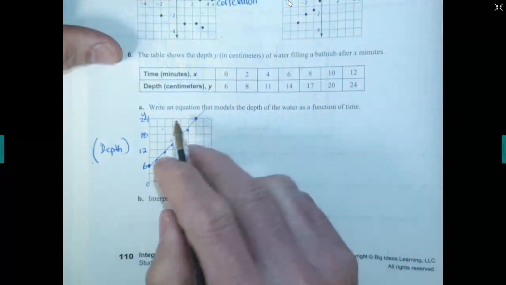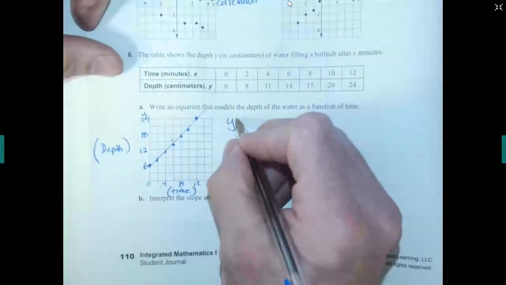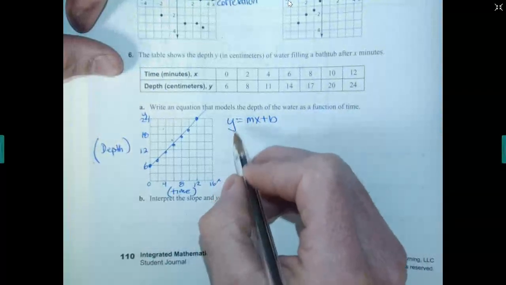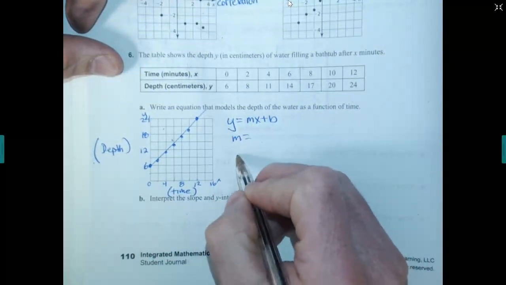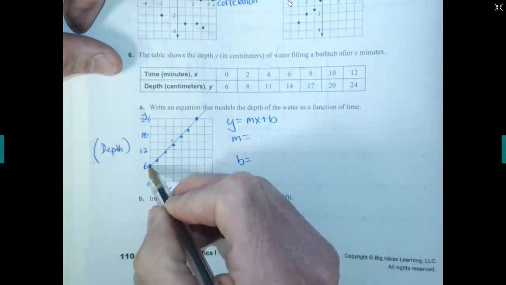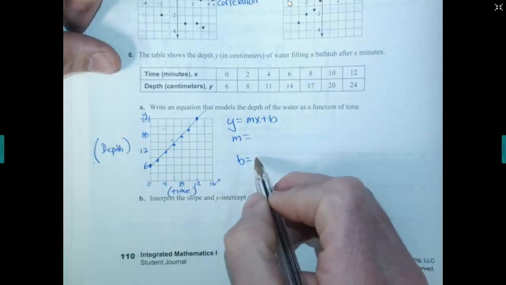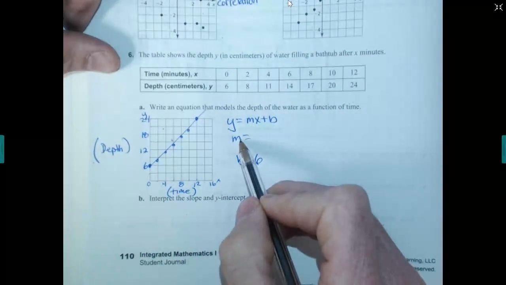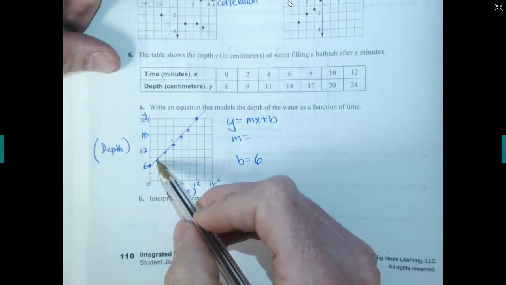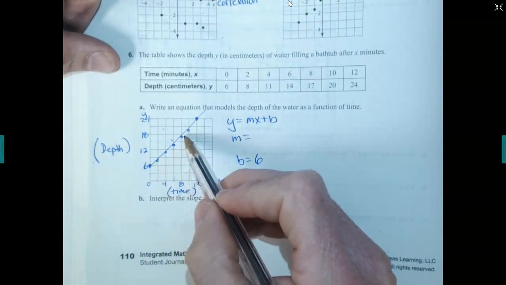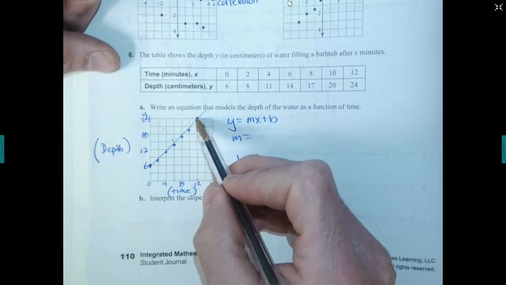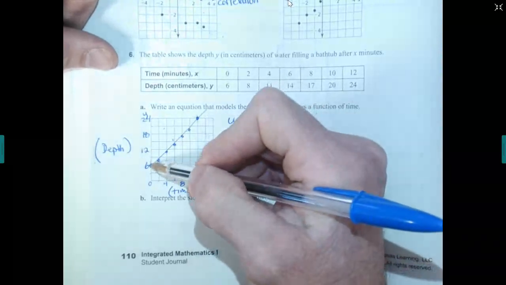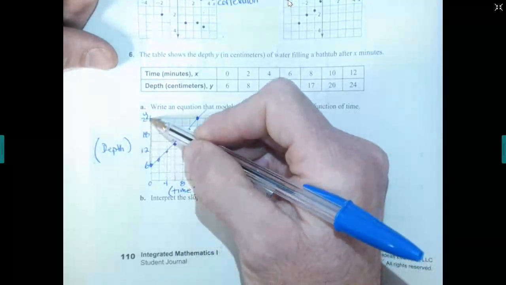So, write an equation. So y equals mx plus b. So I need my slope and I need my y-intercept. Oh, there's my y-intercept right there. My y-intercept is 6. I already have that. So let's check out my slope. None of those really hit right on the corner except for those right on the cross. So I'm actually going to do the slope for this whole thing.